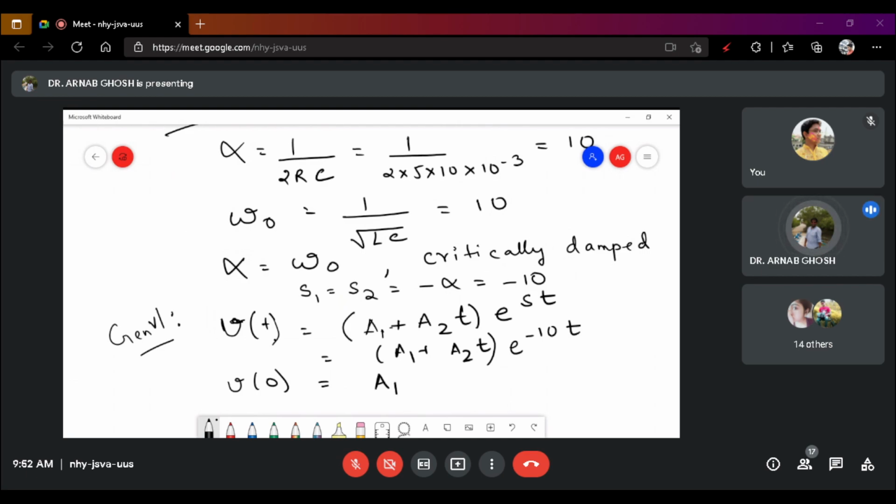So if you again calculate V0, your V0 will be equal to just A1. Because see, if you put t equals 0, so that term is 0 and e to the power 0 is 1. So your V0 is equal to A1, and this will be equal to 5. A1 is equal to 5. This is the critically damped case I'm talking about.